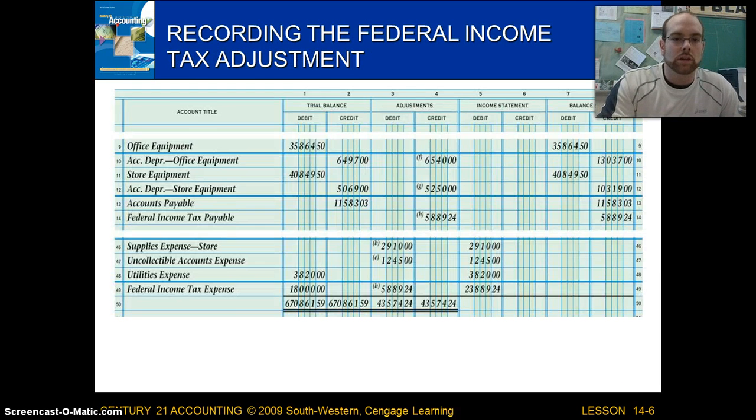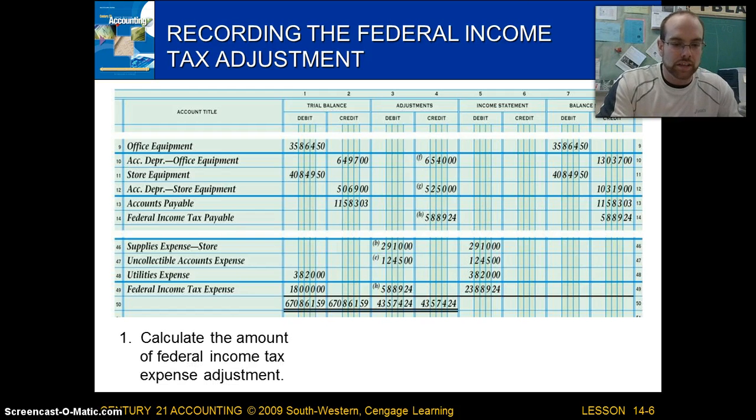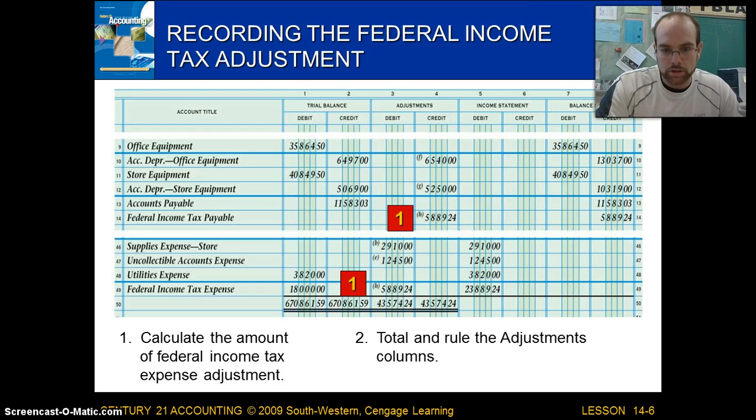So, recording the federal income tax adjustment, we've got our worksheet here. And the first thing is we're going to calculate the amount of federal income tax expense adjustment. As we've taken a look with those little H's there where the ones are, we have calculated $5,889.24 in federal income tax. And then we need to total and rule the adjustments, which we get down there, making sure that everything is still equaling out. And as we can see, it still does.